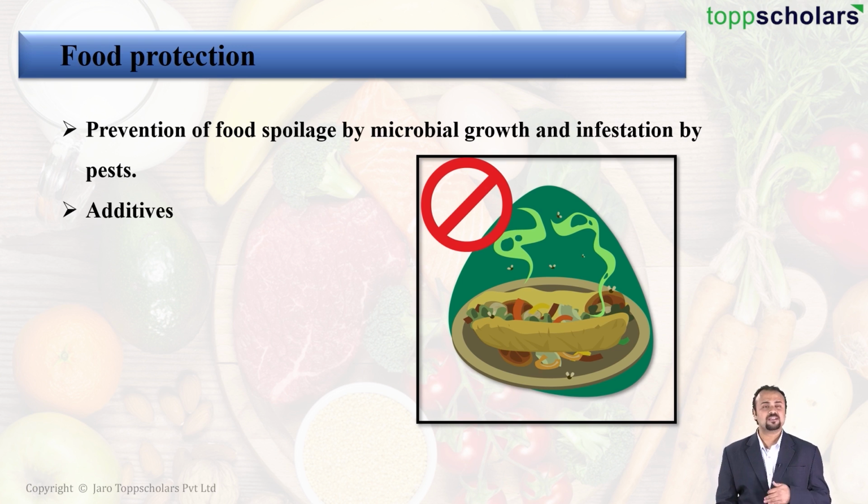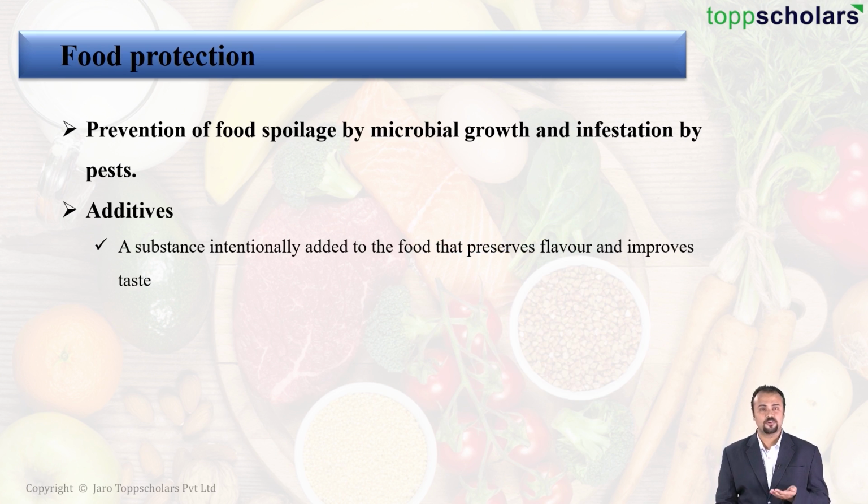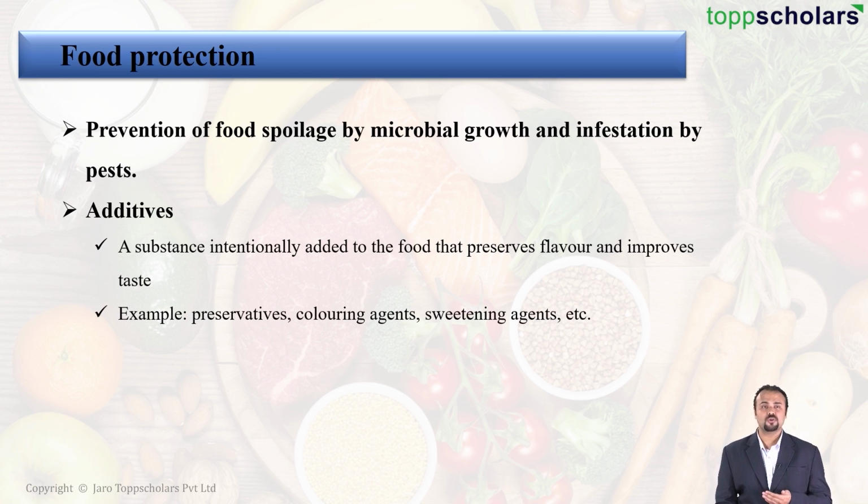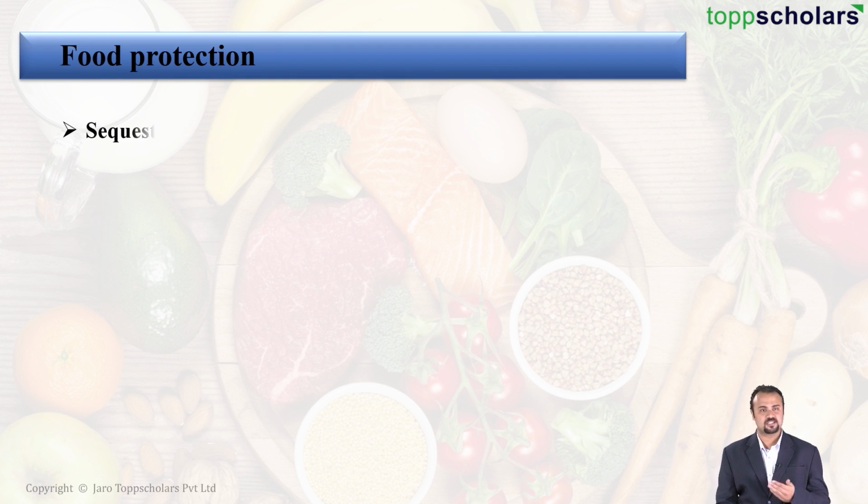So students, certain additives are added to the food, which is basically a substance which is intentionally added to preserve the flavor as well as to improve the taste. For example, you all must have heard about Ajinomoto, which is used as an additive in various kinds of packed food items as well as in Chinese food. Also students, certain examples of additives are preservatives, coloring agents, sweetening agents, etc.